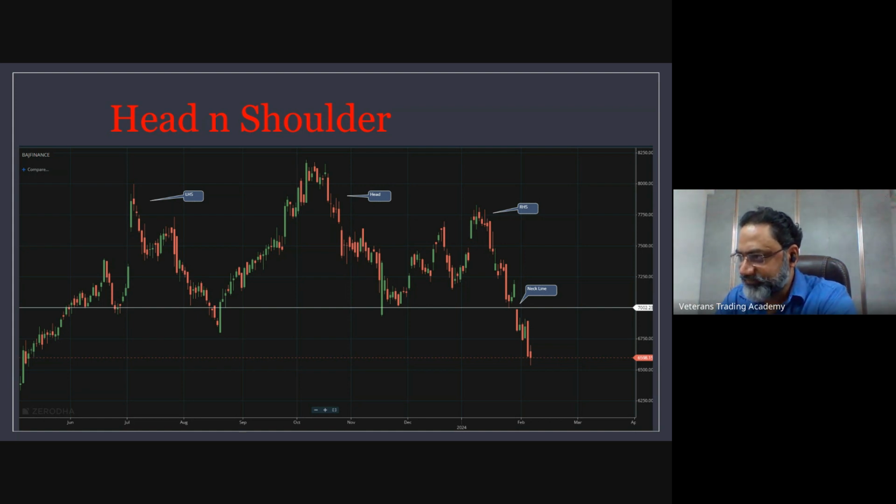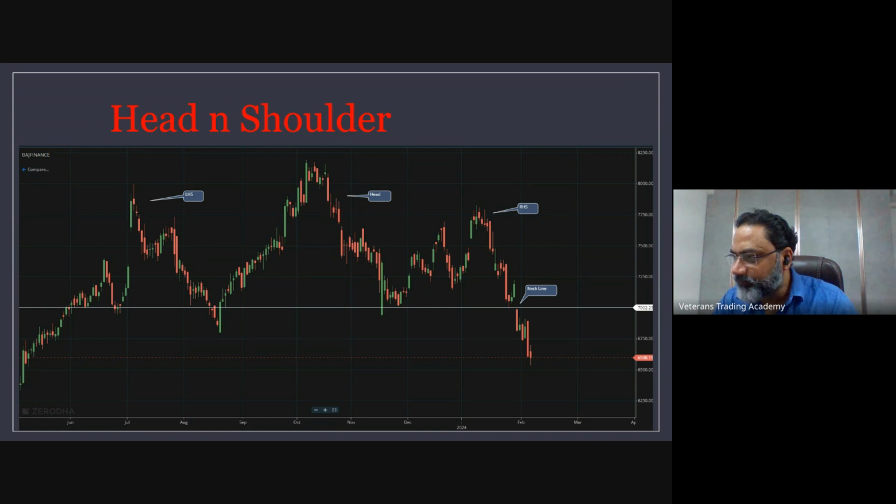And now it broke down this level. This breakdown was with a good decent amount of volumes also. Volumes are not indicated here, but this was a decent volume. So our first target will be 7,000 minus these 800 points, which means 6,200. So our first target will be at 6,200, which is somewhere close to here, and we are expecting that it goes to 6,200.